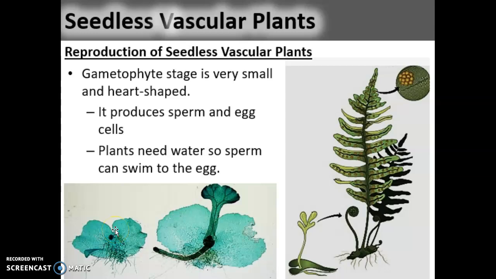Usually, the sperm-producing organs are found near the outside of this structure, and the egg cells are found towards the center, right? Just as always, the sperm cell needs water so it can swim over to the egg cell, which is why ferns, even though they have vascular tissue and have cuticles to prevent water loss, still need water around for reproduction so that the sperm cell can swim over to the egg cell. Once that sperm cell fertilizes the egg cell, we can then begin the next stage in the life cycle, which is the sporophyte stage that we see beginning right here.